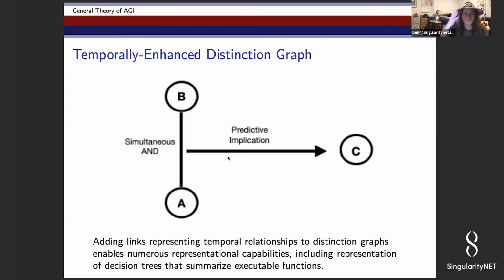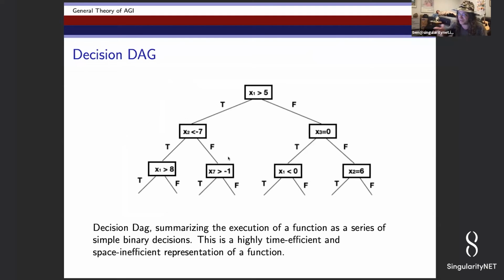So if you have temporal relationships between your observations, say before and after relationships, or even timestamps, then you can derive links representing simultaneity or links representing temporal implication, like when A and B both occur at the same time, then C will occur after that, right? And once you have these temporal relationships, well, then you can build decision trees and decision DAGs, directed acyclic graphs.